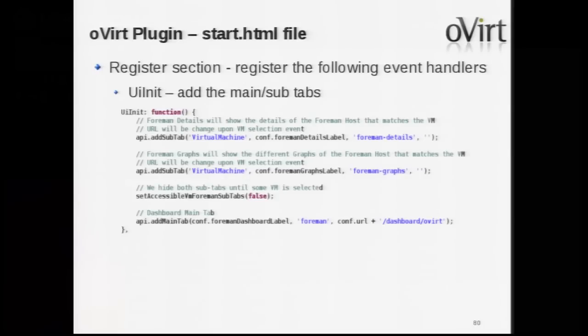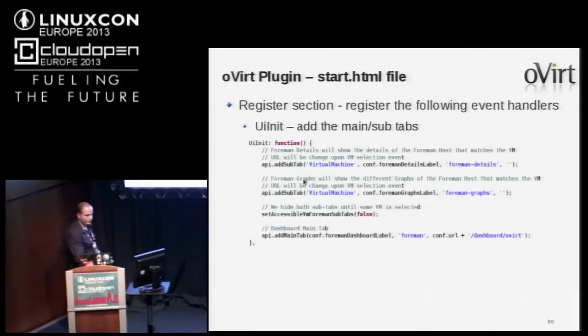So again, as I said, add the sub-tab. I added two sub-tabs here, one for details and one for graphs. I created a helper function to hide or show the subtabs, not really important in that matter. And I added a new main tab to contact the dashboard. I also used a configuration of the plugin to contain the URL of the Foreman server I'm working with. So just a good use of the configuration.